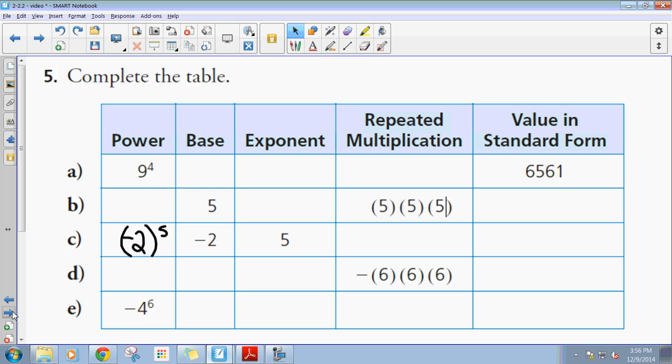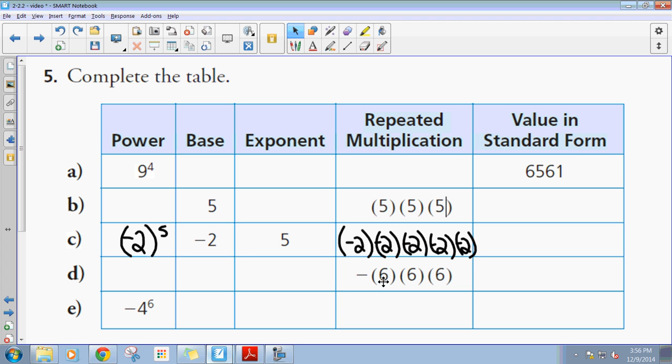We're going to go a little bit further with the parts of our powers. Starting with C, we have negative 2 as our base and 5 as our exponent. We're going to rewrite that as negative 2, all in brackets, so that we know for sure that the negative is a part of our base to the power of 5. When I rewrite that, the negative 2 is multiplied over and over again. Negative 2 times negative 2 times negative 2 times negative 2 times negative 2. I've done it 5 times to match the exponent of 5.